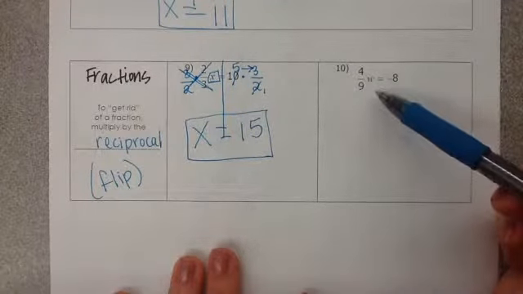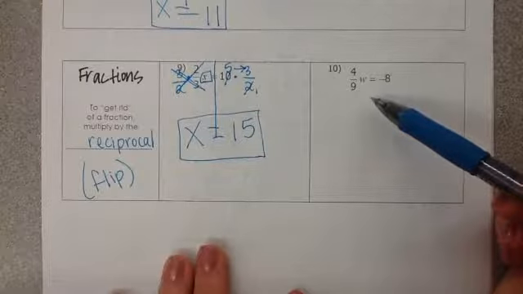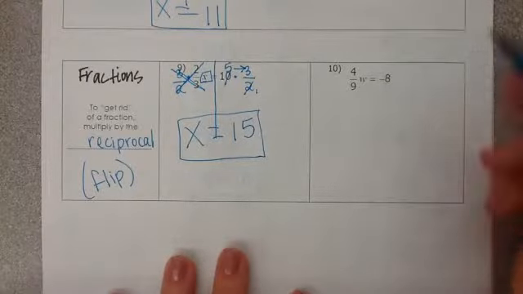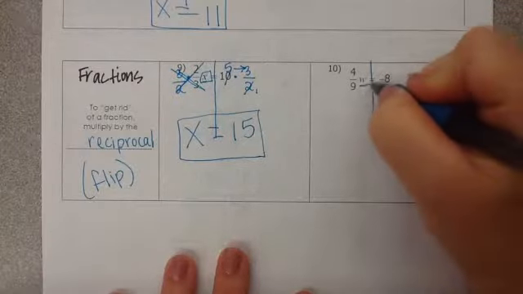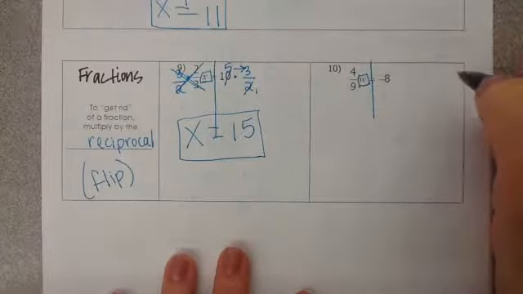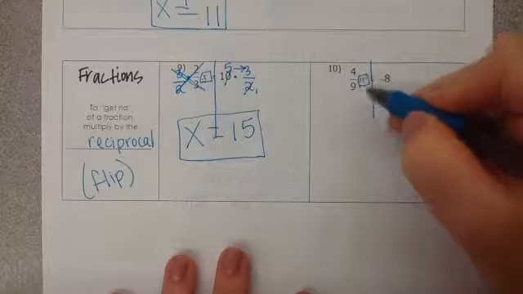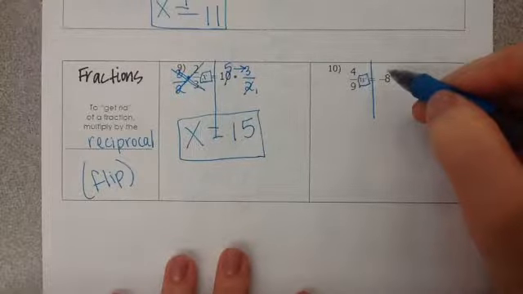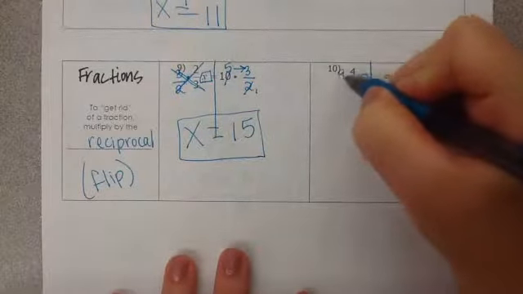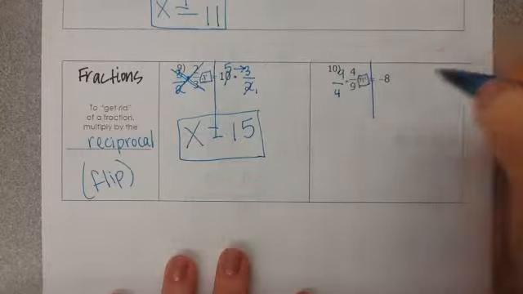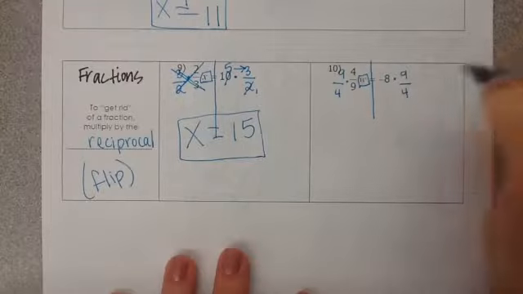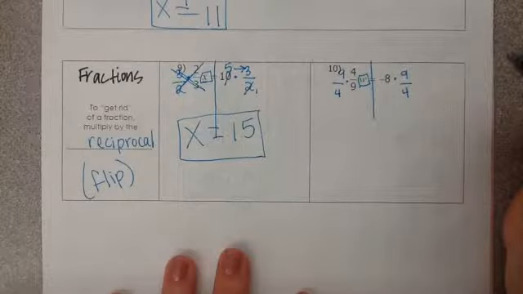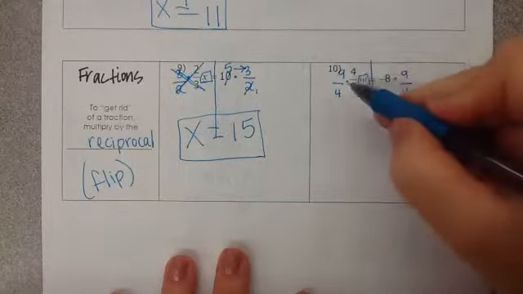Try this next one on your own. Let's see how you did. There's my two sides. Here's my variable. How did you get rid of this times 4/9? Multiply by, the reciprocal is 9/4. Multiply both sides by this fraction flipped.